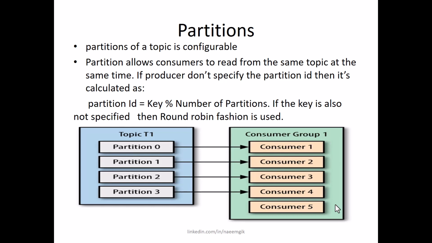So if you see, the number of partitions is 4 and the number of consumers is 5. So the fifth consumer is idle in that case because it cannot read from the same partition.